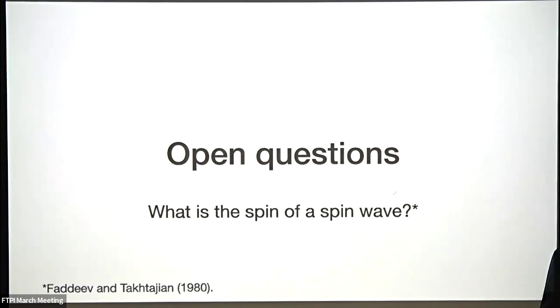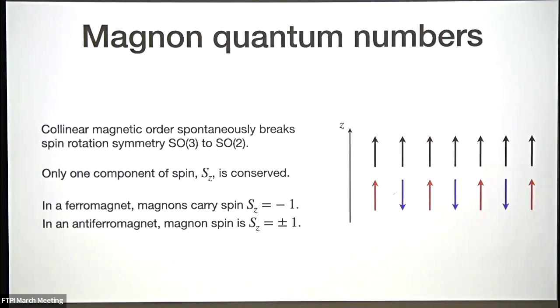So 1 minute? Okay. An open question is about the magnon quantum numbers in this model. So if you take a collinear antiferromagnet or ferromagnet, it breaks the SO(3) rotational symmetry partially down to an SO(2). You can still rotate about the direction of the magnetization or staggered magnetization. And that's why you only have the S_z component of a magnon that you can specify. So S_z is minus one in a ferromagnet because you can only change the spin downward. And in an antiferromagnet, it could be plus or minus one.